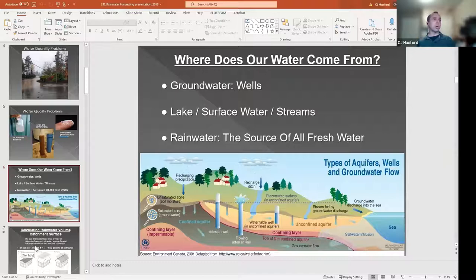So our water comes from groundwater, it comes from wells, it comes from lakes, surface water, streams. A municipality is pulling their water from one of those locations, but ultimately it's all coming from rainwater, which is the source of all fresh water in that sense.